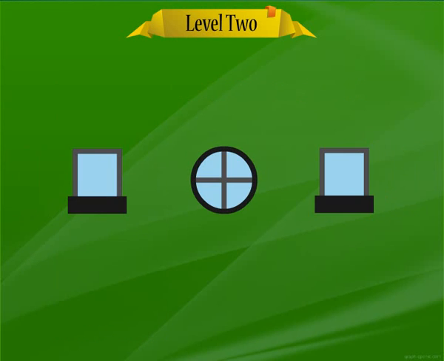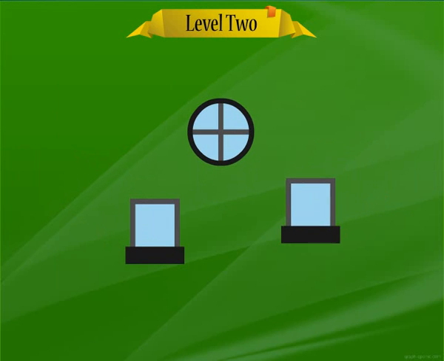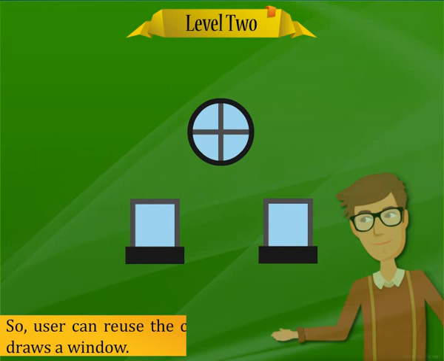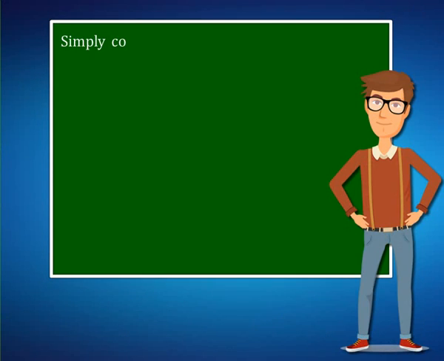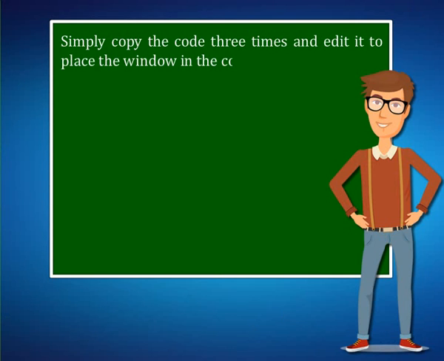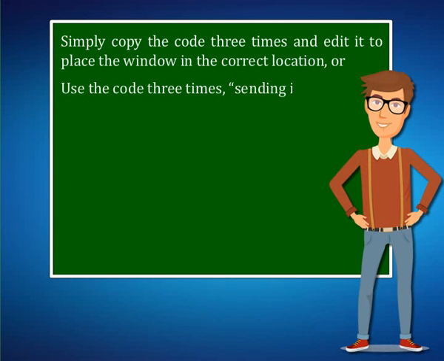There are three windows to be drawn, but the windows don't look the same. They just have different locations. So, the user can reuse the code that draws a window. Simply copy the code three times and edit it to place the window in the correct location, or use the code three times, sending it the correct location each time.